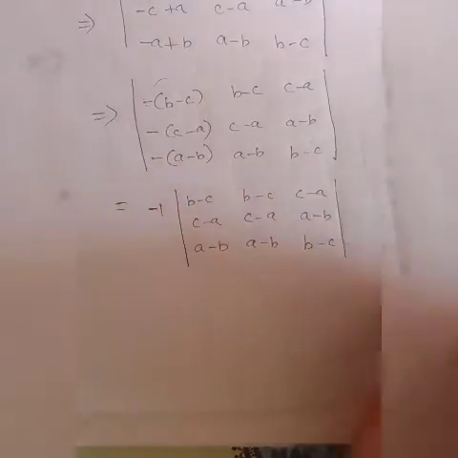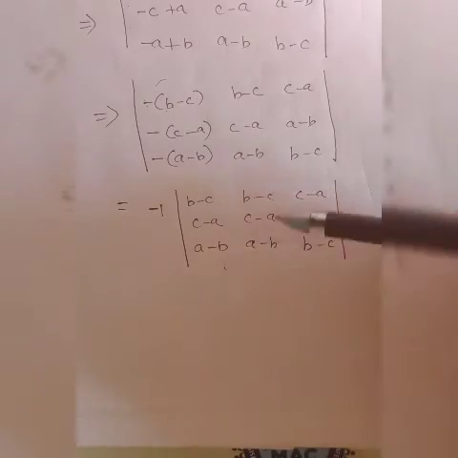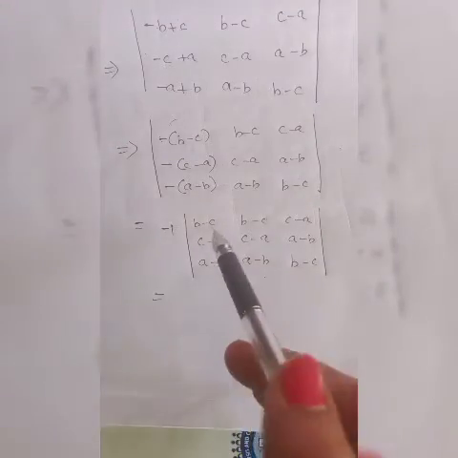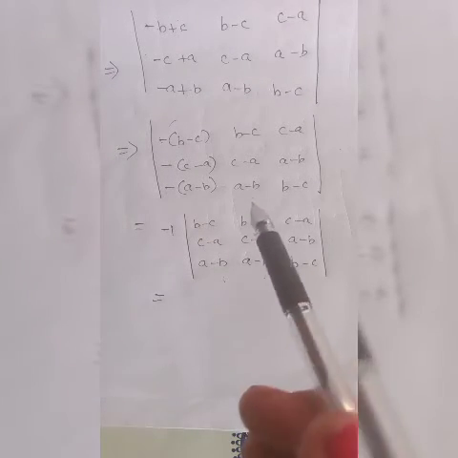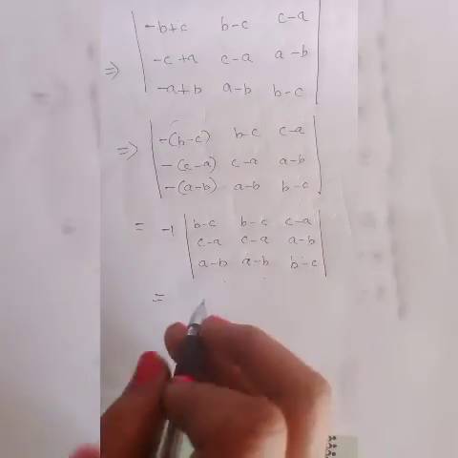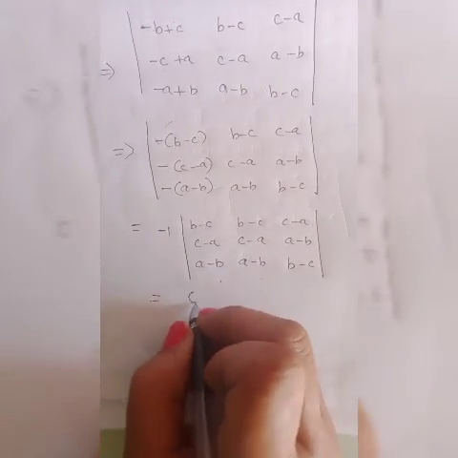Now we can see that columns C1 and C2 are identical. Again, I am using that property: if any two rows or two columns of a determinant are identical, then the determinant value is 0. So using that property, I can say this value is 0.